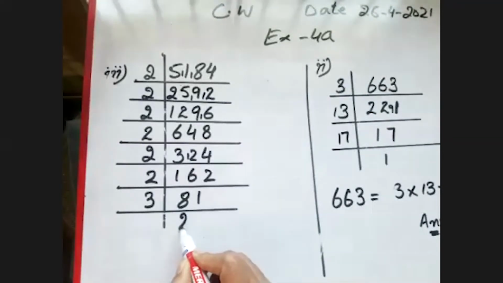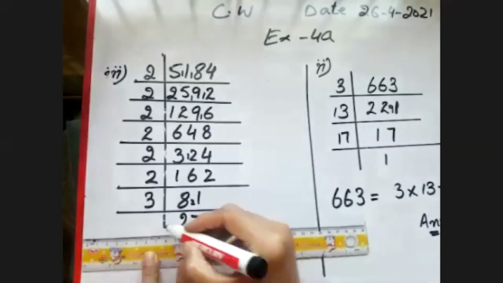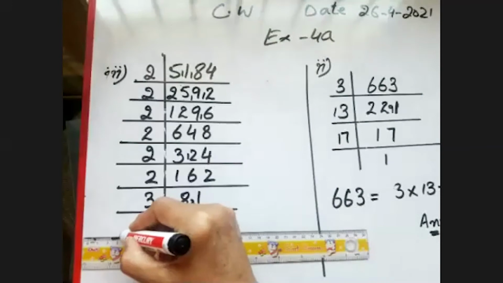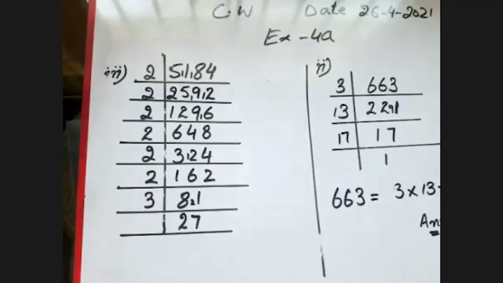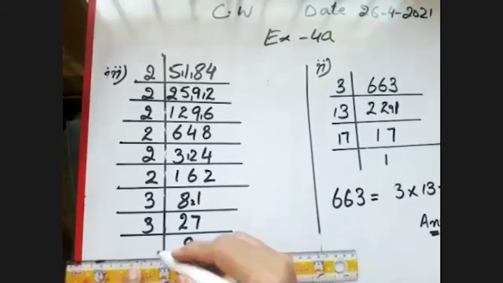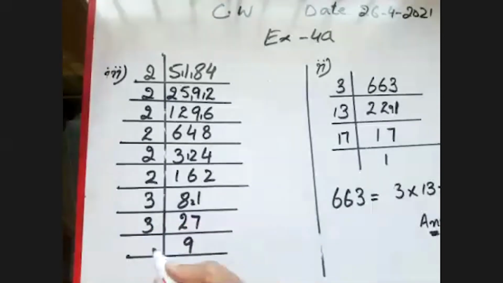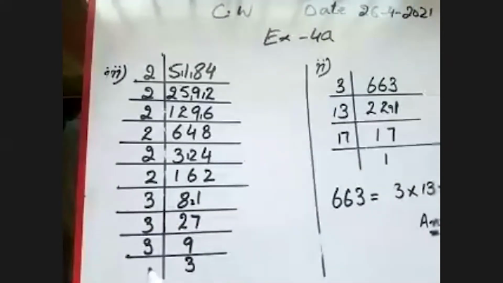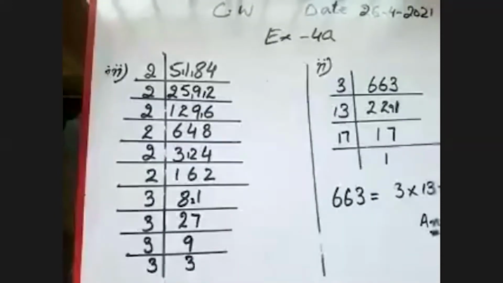3 2s are 6. 3 7s are 21. 7 plus 2 is 9, again divisible by 3. So 9 is there, divisible by 3, again 3 3s are 9, and 3 1 is 3.